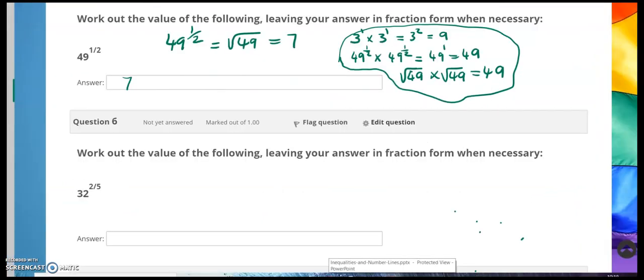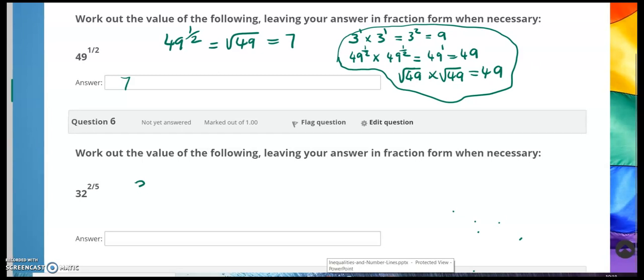In question number 6, we've got to work out the value of the following, leaving the answer in fraction form when necessary. So we've got 32 to the power of 2/5. We can rewrite this as 32 to the power of 1/5 times 32 to the power of 1/5. So we've broken 2/5 down, because we can add a fifth and another fifth to give us 2/5.